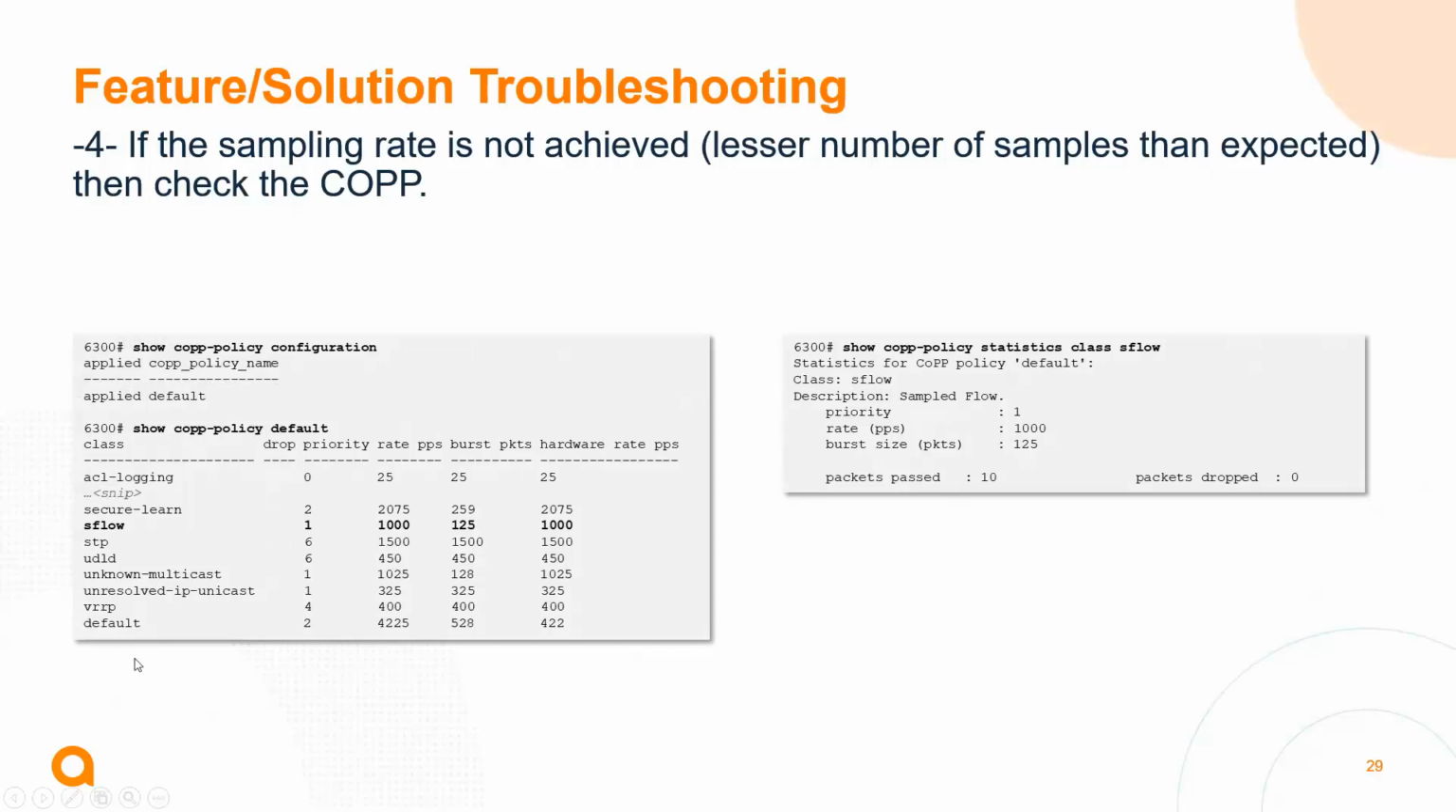Here it was the default that was applied in my case, and you'll see on Rosewood platform that S-Flow has a drop priority of 1 and rate limit and burst. So good to have as well a show COP policy statistic class S-Flow and see if there is any packet being dropped. So this is something important.